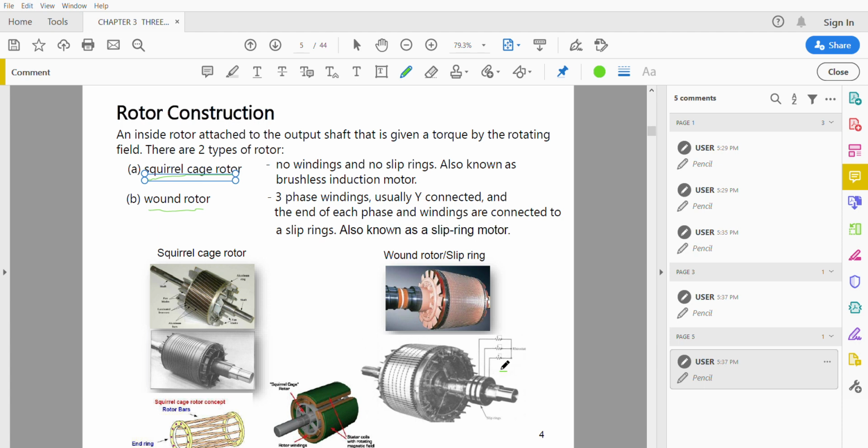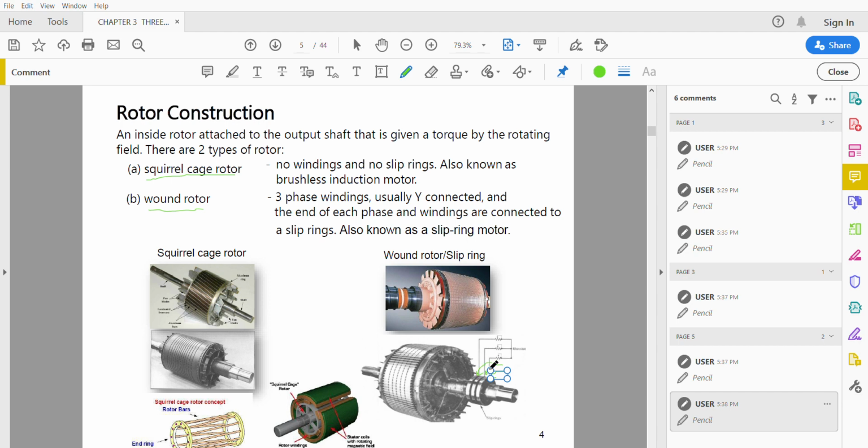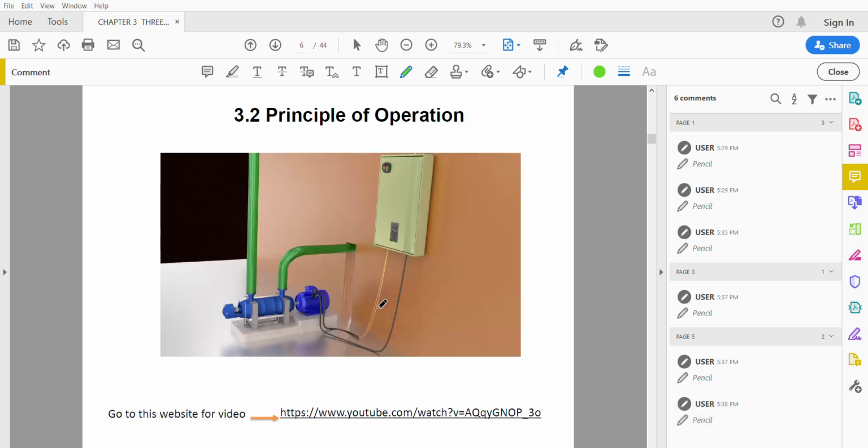So this is the slip ring. Since it is three-phase, it possesses three slip rings. This is an example, the picture of the squirrel cage rotor, and this is the wound rotor. You can see the video of the principle of operation for the induction motor available at my Microsoft Teams. I downloaded it from YouTube. Hope you will gain more knowledge about the operation of the induction motor there.